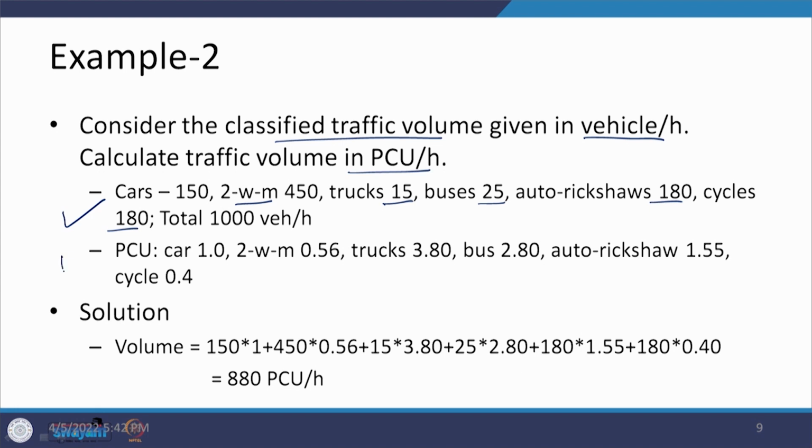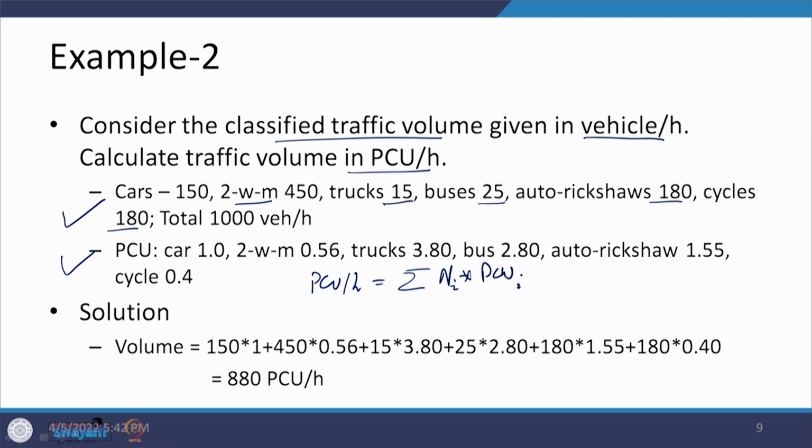And the PCU values are also being defined for this. It means we are not going to find out the dynamic values, the static values are available to us. So, what we have to find out is the volume in terms of PCU per hour. So, this volume in terms of PCU per hour is nothing but a summation of the number of vehicles in a category i multiplied by the PCU of that particular category i.